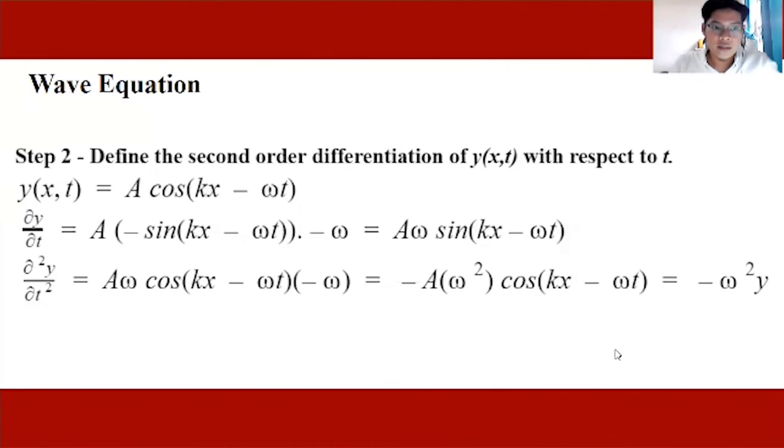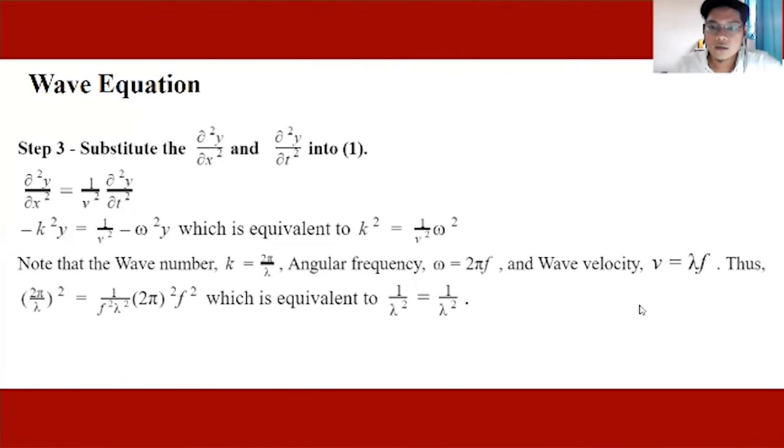For step 2, we need to define the second order differentiation of a function y with variable x and t with respect to t. So for the first derivative, we will get a omega sin(kx minus omega t), while for the double differentiation, we will get negative omega squared times y.